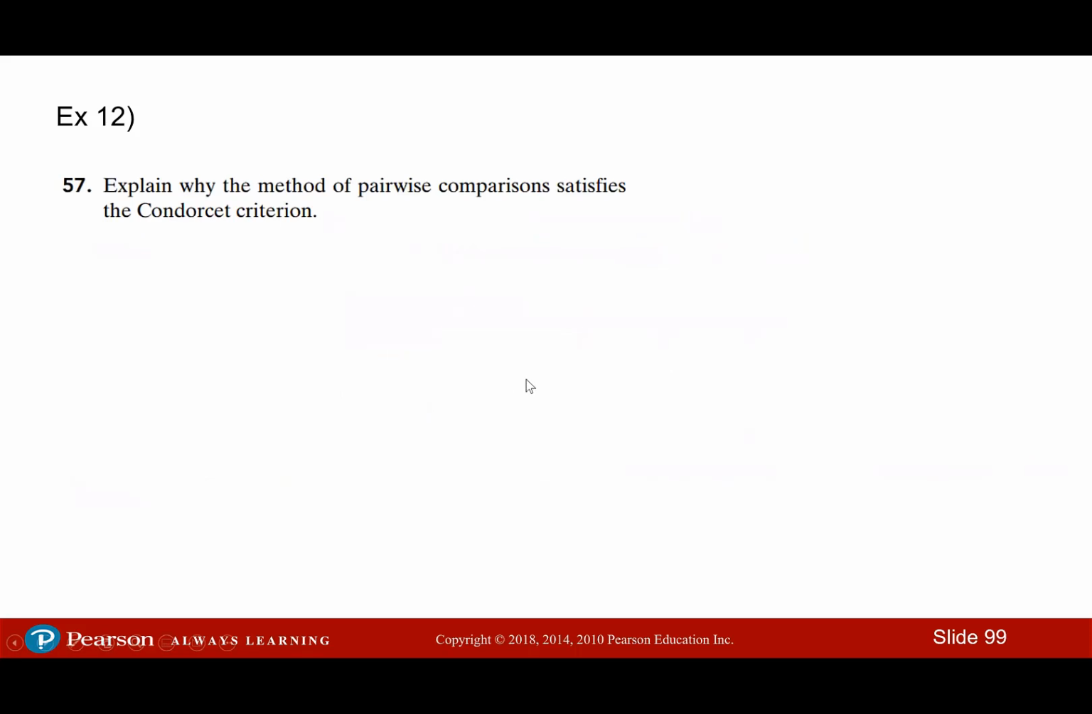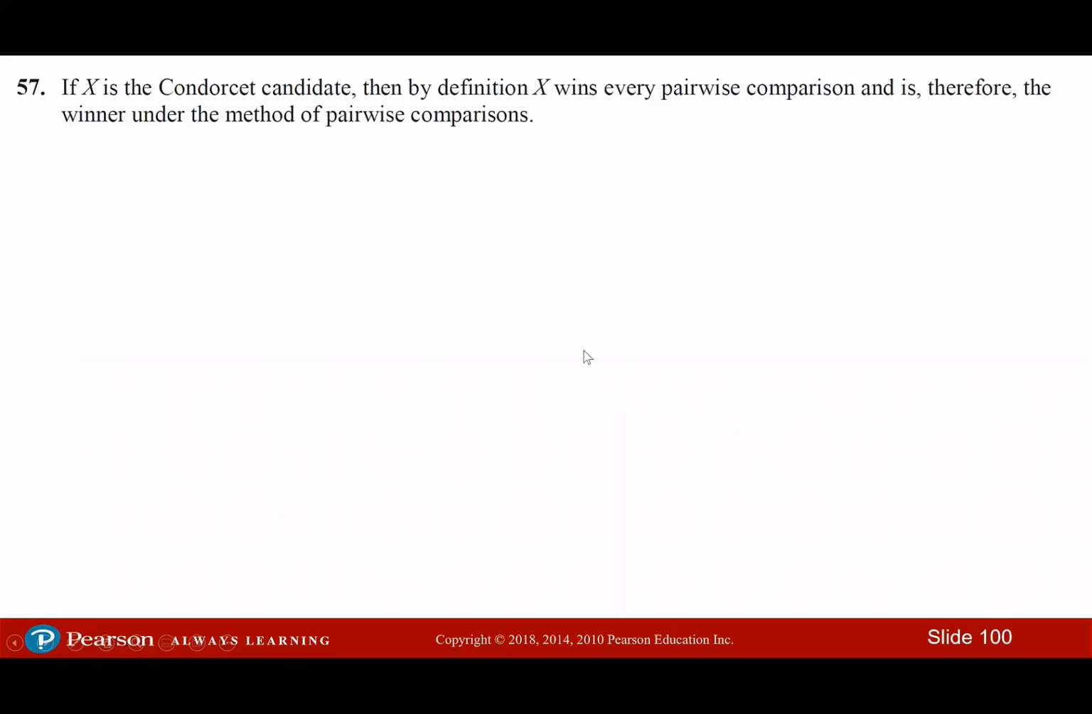So, explain why the method of pairwise comparison satisfies the Condorcet candidate criterion. So there it is. If X is the Condorcet candidate, then by definition, X wins every pairwise comparison. Therefore, X is the winner under the method of pairwise comparison. So the Condorcet candidate is the winner of the pairwise comparisons test. Just a subtle definition there.